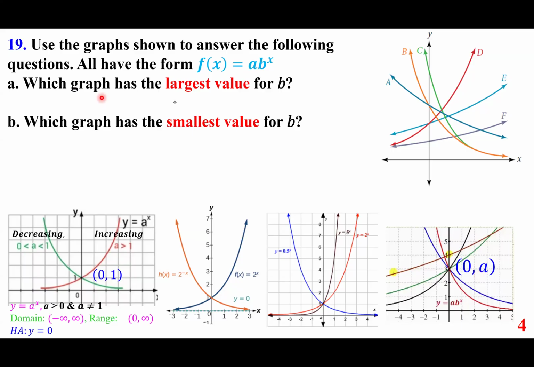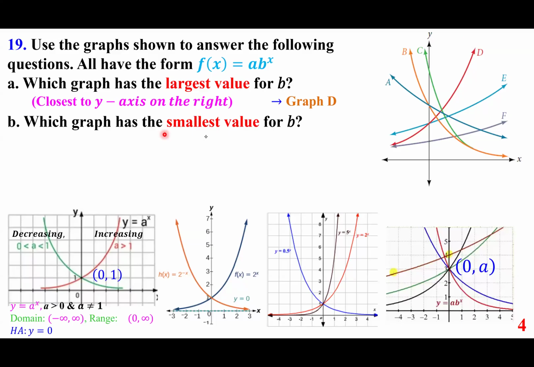Now, which graph has the largest value of b? We discussed that here. This one is larger than this one. So that would be the one that is closest to the y-axis on the right side, okay? So when you look at these functions, which one is closest to the y-axis? First of all, the right side. So you look at this one, this one, this one. This one is the closest to the y-axis. So the answer is clearly graph D.